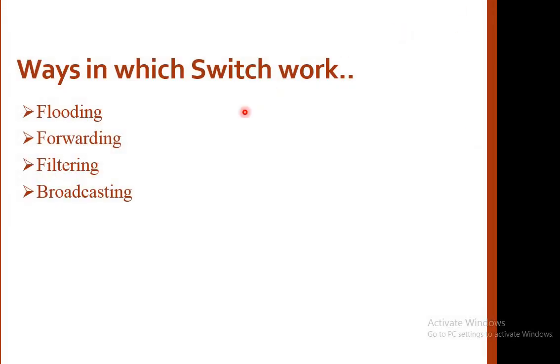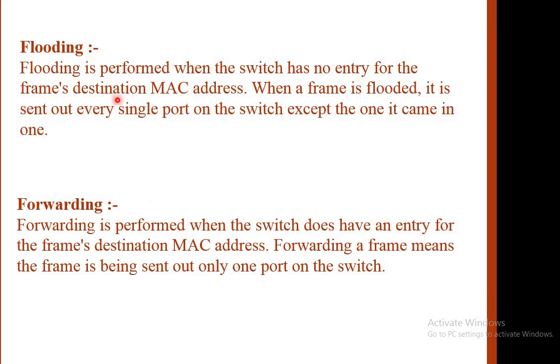Ways in which a switch works. The switch works in four ways: flooding, forwarding, filtering and broadcasting. What is flooding? Flooding is performed when the switch has no entry for the frame's destination MAC address. When the frame is flooded, it is sent out every single port on the switch except the one it came in on. Forwarding is performed when the switch has an entry for the frame's destination MAC address. Forwarding a frame means the frame is sent out only one port on the switch.